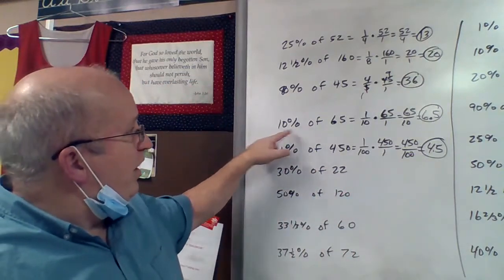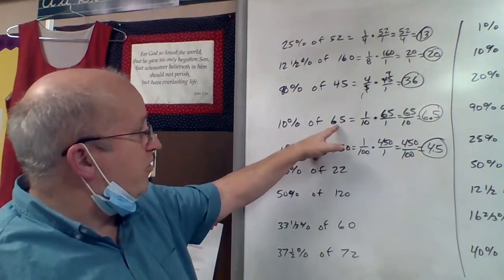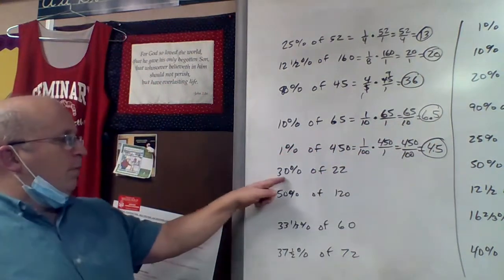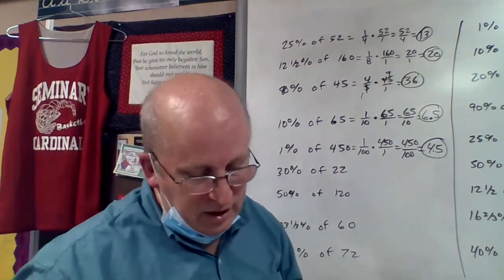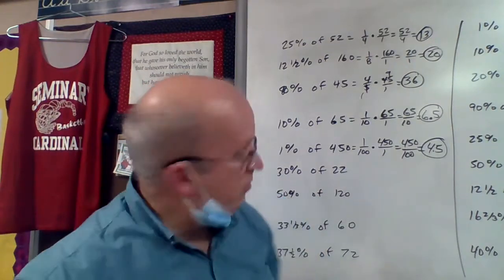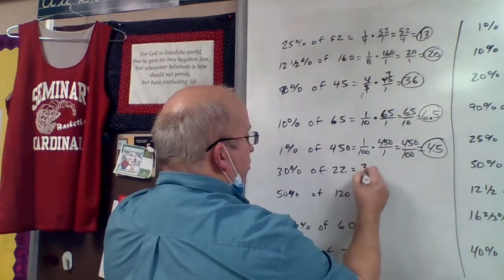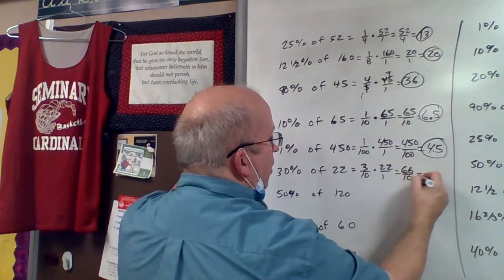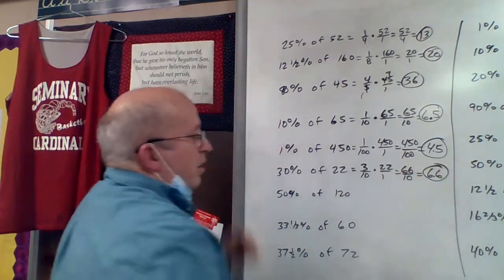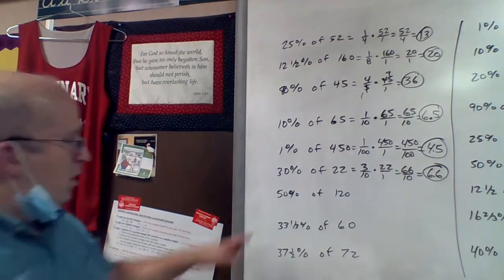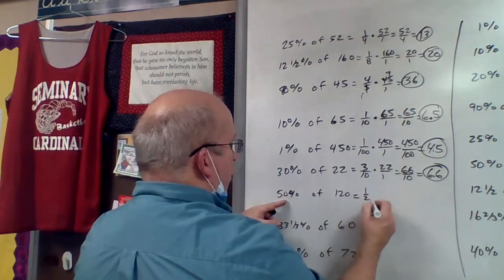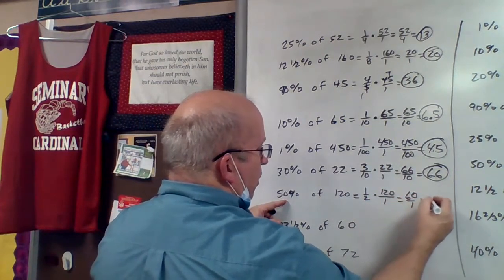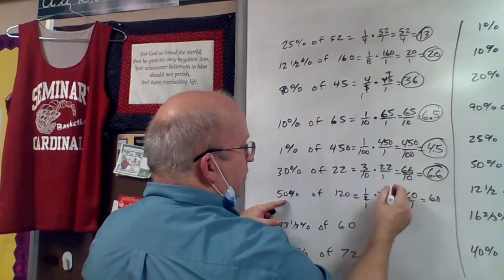Multiplying by 10% is like moving the decimal point 1 place to the left, and that's why this one is 6.5. How about this one right here? Well, 30%, is that on your chart? No. Yeah, it is. It's 3/10. So we basically have 3/10 times 22 over 1, which would be 66 over 10, which, if you do the division, is 6.6. 50%, that's the fraction of 1/2. So we got 1/2 times 120. That would be 60 over 1, or just plain 60 after I do some simplifying.